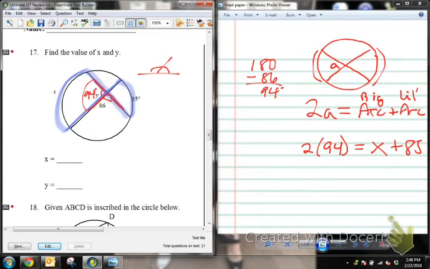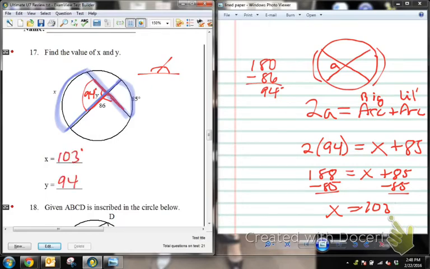Now we just have to do our algebra, multiply through, and solve from there. So this now becomes 188 equals x plus 85, and then we have to subtract 85. Excuse me, and you get x equals 103 degrees. So now y was 94, x is 103.